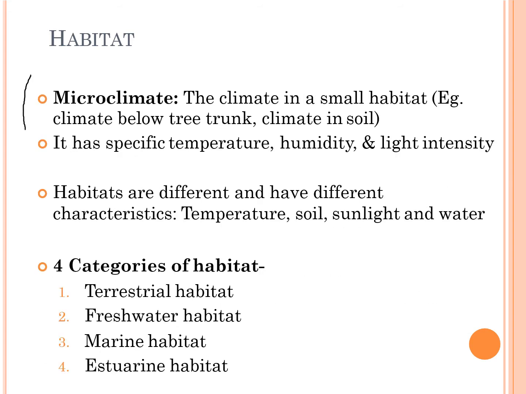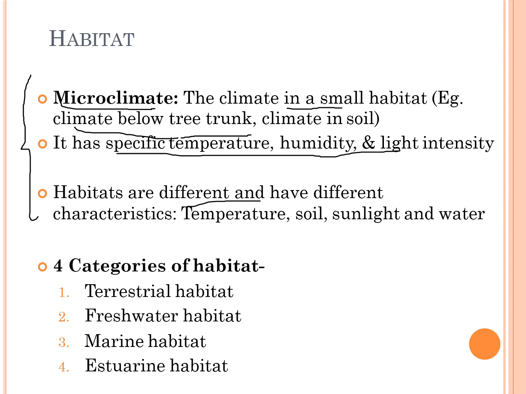We just talked about microclimates as well. A microclimate is the climate in a small habitat, such as below a tree trunk, and it has specific temperature, humidity, and light intensity. Habitats are different and have different characteristics. There can be differences in temperature, soil, sunlight, and water.